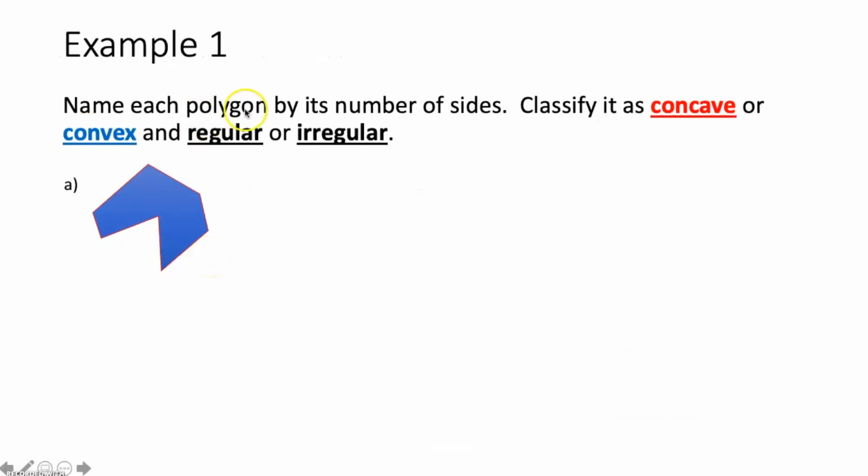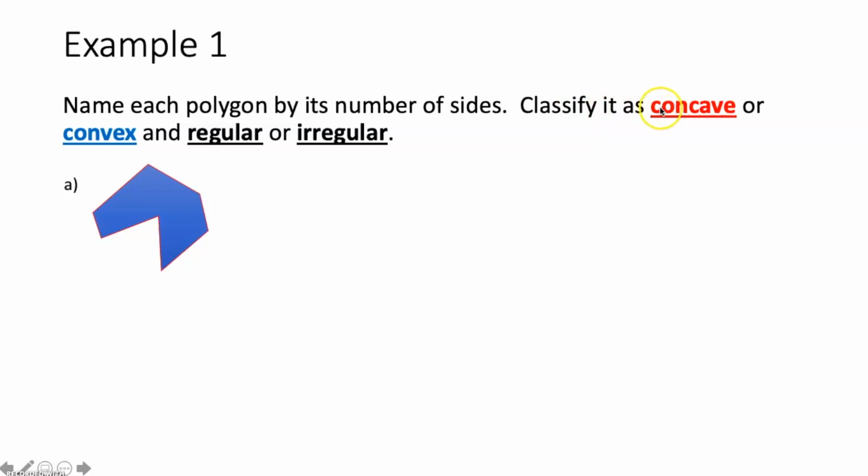It's example time. Now, example 1 says name each polygon by its number of sides. Classify it as concave or convex and regular or irregular. So the first thing we're going to do here, we're going to name each polygon by its number of sides. So let's name this polygon by its number of sides. So we'll start with this side. We have 1, 2, 3, 4, 5, 6, 7 sides. So a 7-sided polygon would be considered a heptagon.